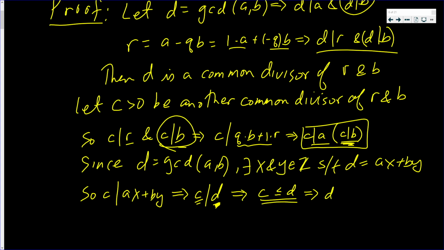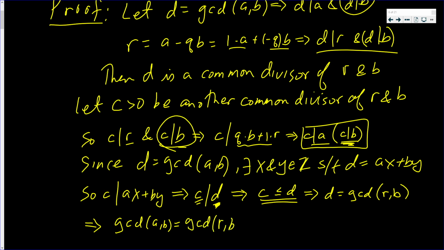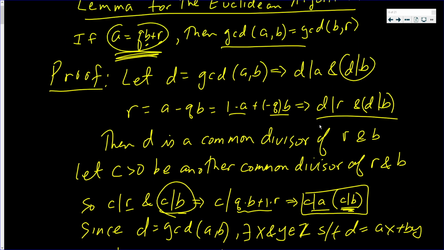That implies that D is the greatest common divisor of R and B. So, this implies that the GCD of A and B, which is D, is also the GCD of R and B. And that finishes the proof of this theorem.